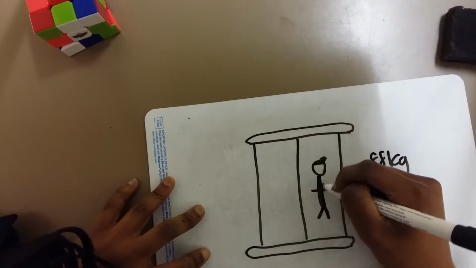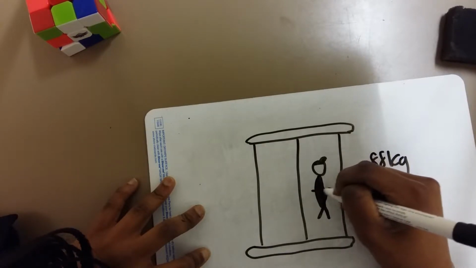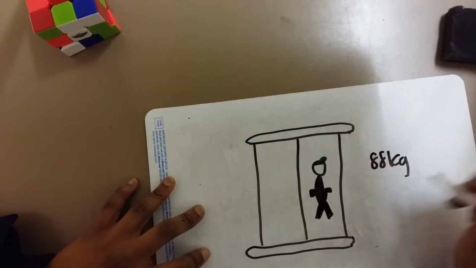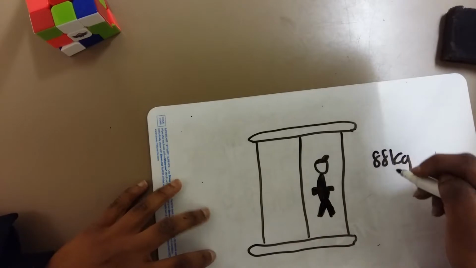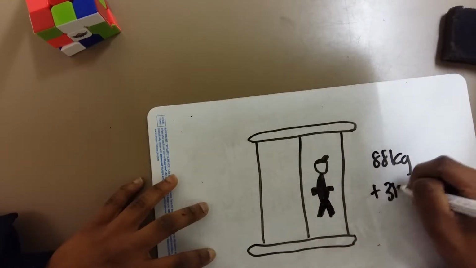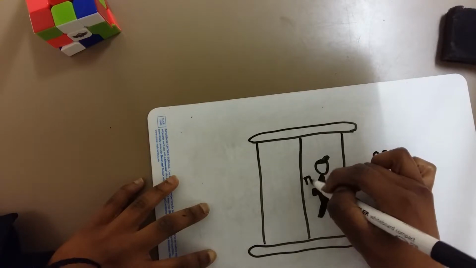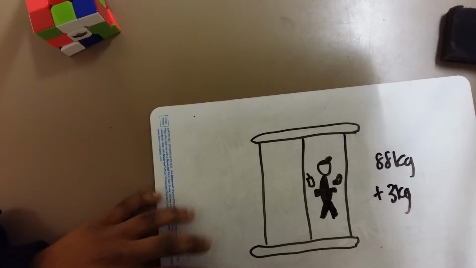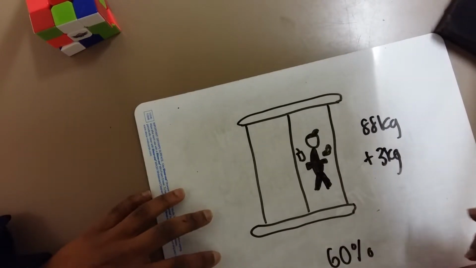So let's just make this a little bit more realistic to the times, shall we? 88 kilograms. Right? Plus the 3 kilogram weight of his hot dog and his soda. That's more American. Alright, so he sets the gravity in the chamber to 60% of the gravity on Earth.